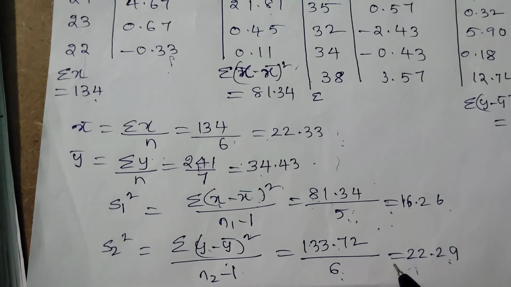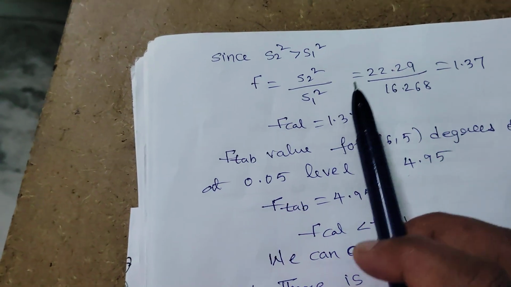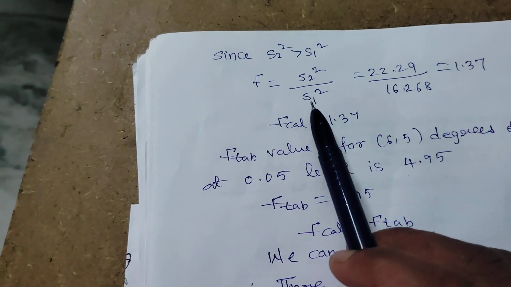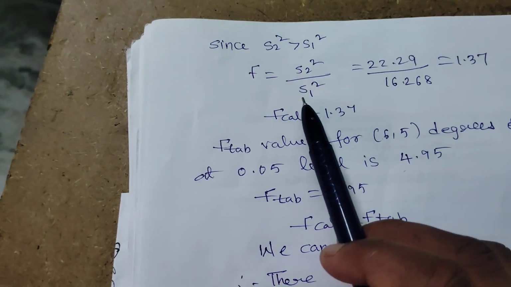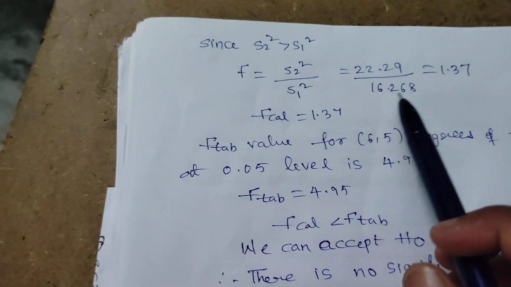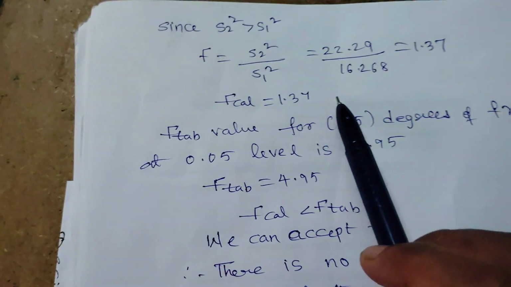Here the s2 square value is greater than s1 square, that's why the F value is what? The numerator is s2 square and the denominator is s1 square. If the s1 square value is greater, then the numerator is s1 square and the denominator is s2 square. So after substituting values, we get 1.37. This is the F calculated value.